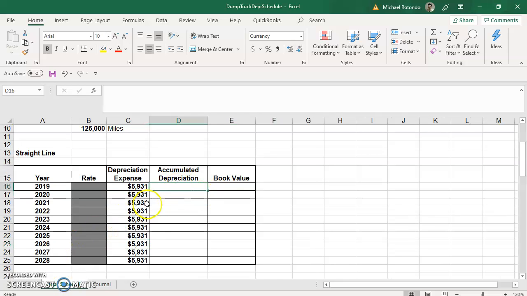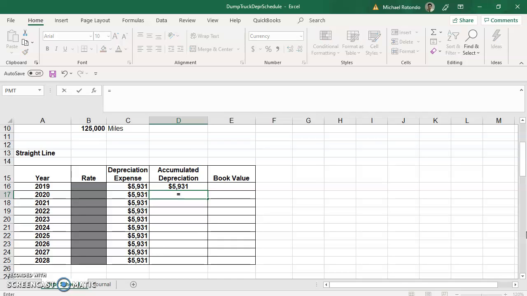Now if we go back to the schedule, the accumulated depreciation in the first year is going to be the same as the expense because it would have started at 0, right? So we could just type that in. Now the second year, it's going to be the first year plus the second year. Accumulated depreciation is essentially the accumulation of all the expense over the life of the asset.